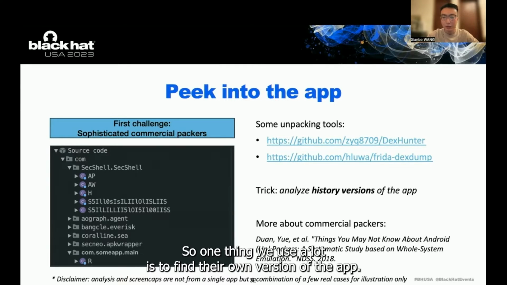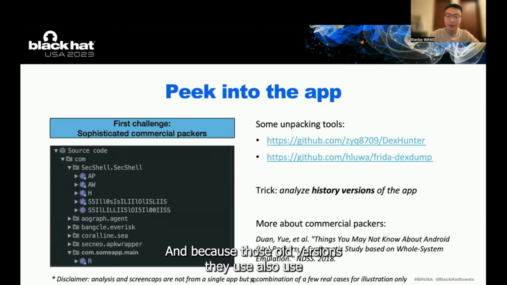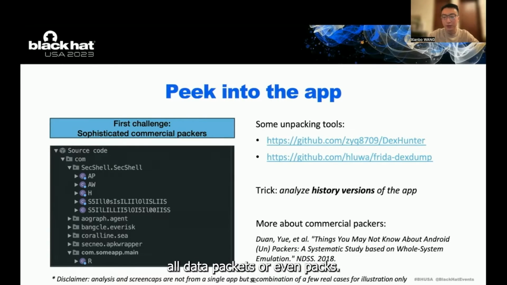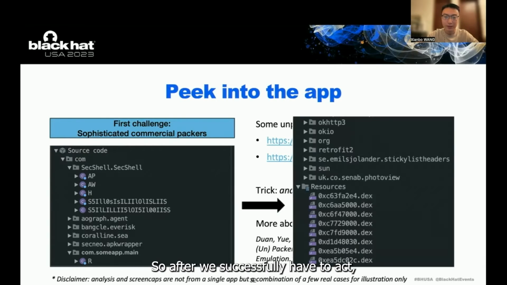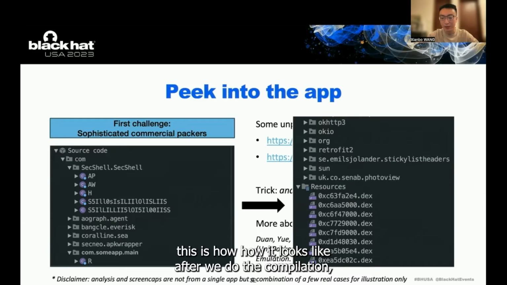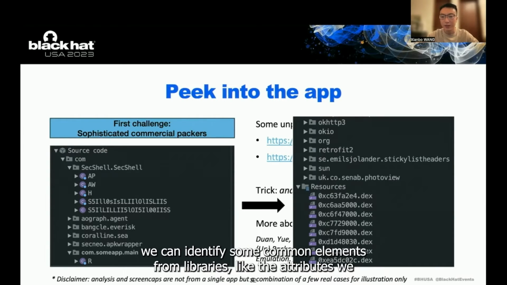And if you're lucky, you can directly find some of those open source tools to try to unpack the app. But those commercial packers also upgrade frequently to defeat those known unpacking technologies. So one trick we use a lot is to find a very old version of the app, because those old versions also use outdated packers or even no packers. If you want to know more about the commercial packer ecosystem, you can read the paper listed here. So after we successfully unpack the app, this is how it looks after we do the decompilation. We can identify some common well-known libraries, like OkHttp3.